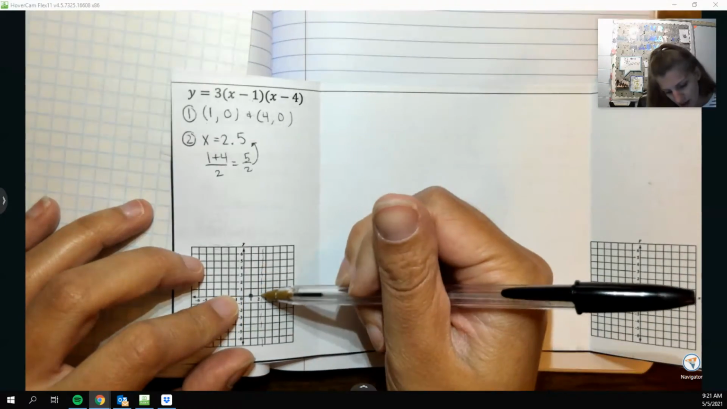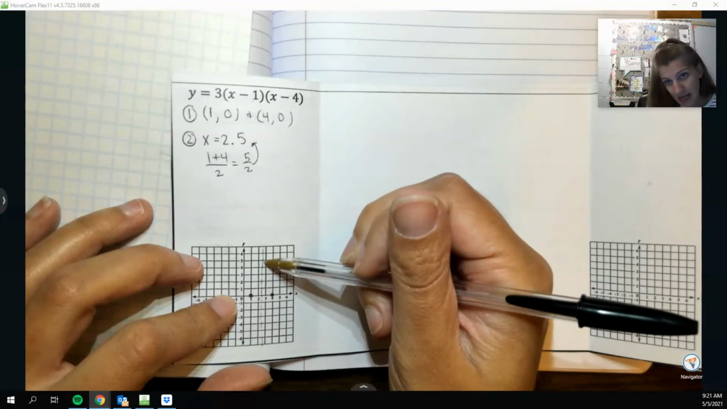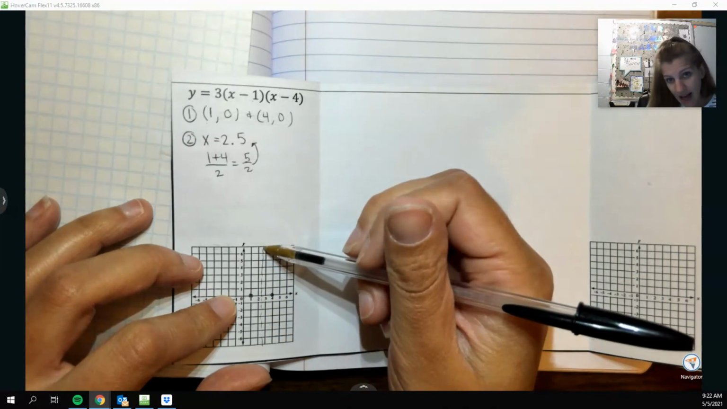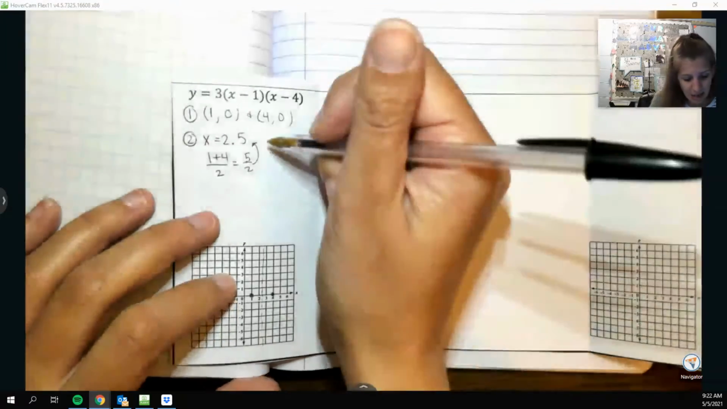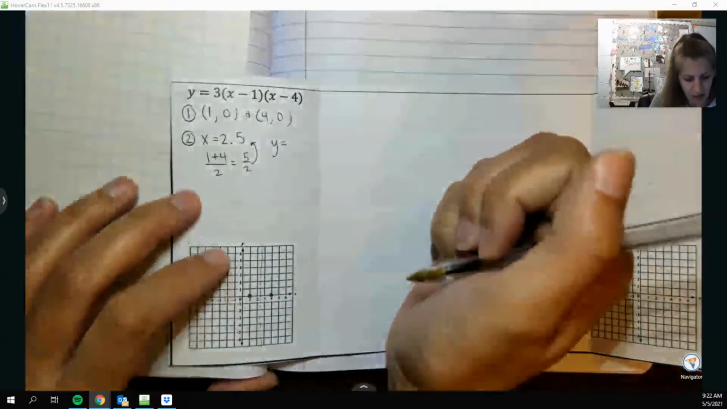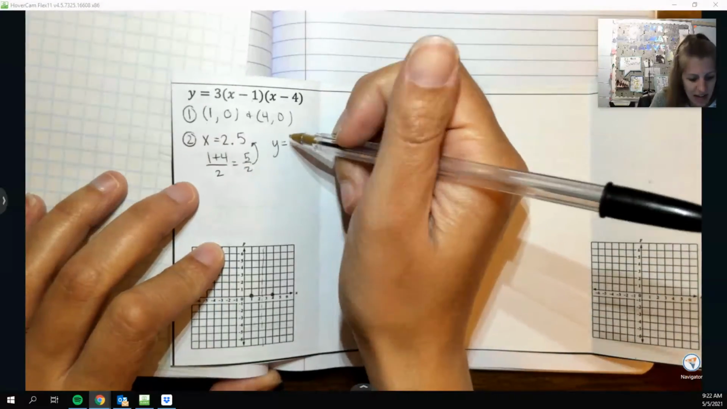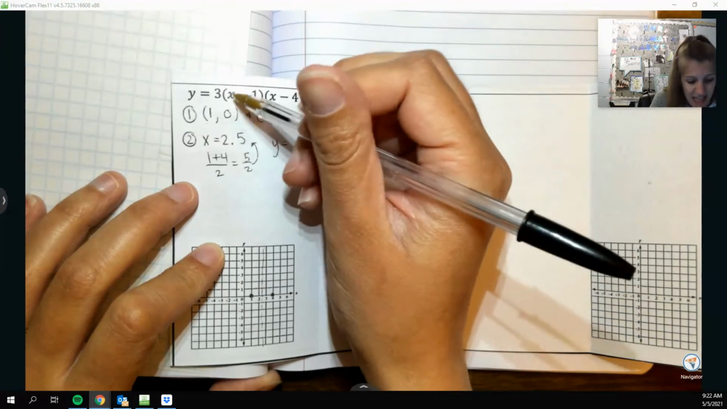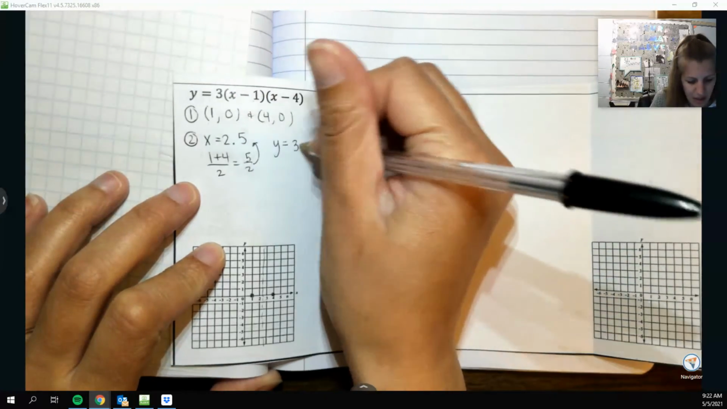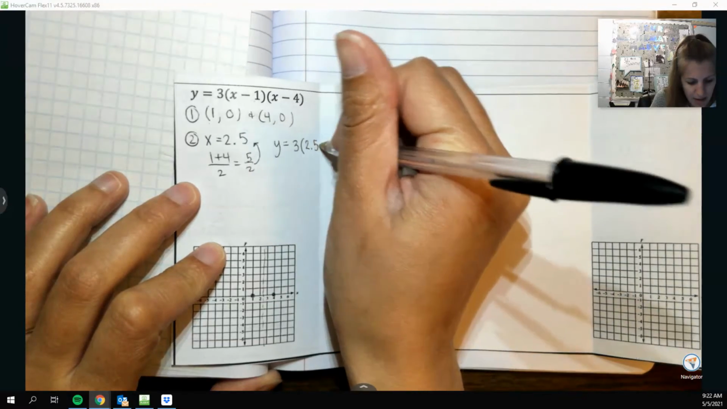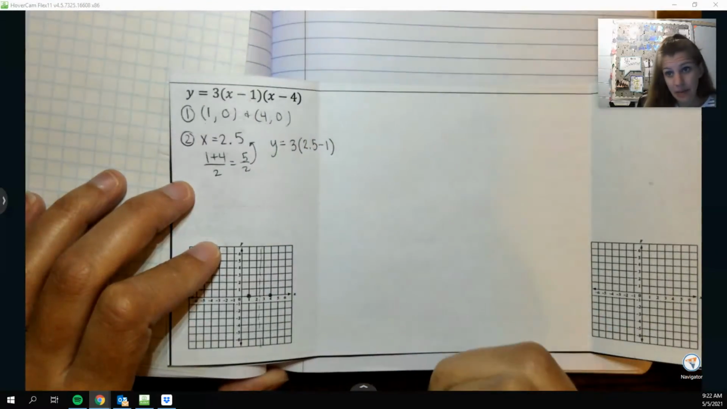Now, somewhere on this line is my vertex. And so I need to find how high or how low it is by finding the y value of the vertex. And I can find that y value by taking what I got for x and plugging it in. So I'll have 3 times 2.5 minus 1. I'm doing a decimal again.